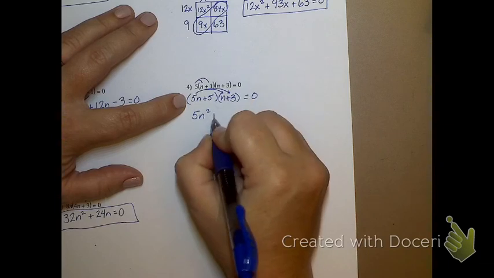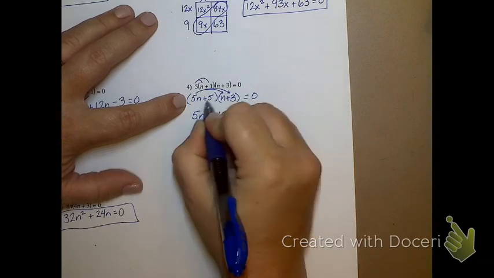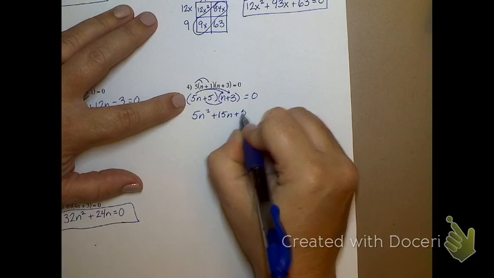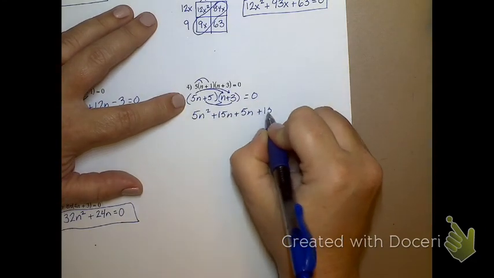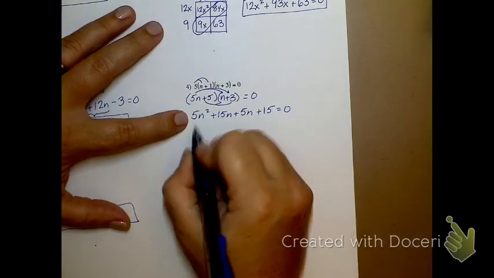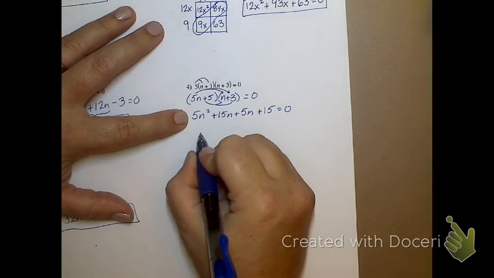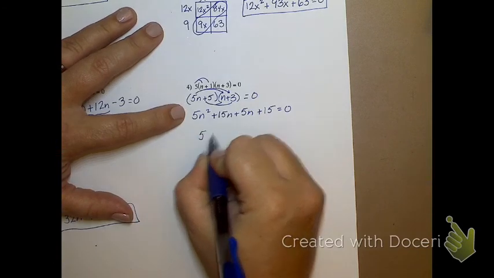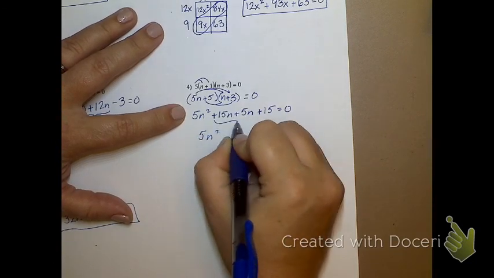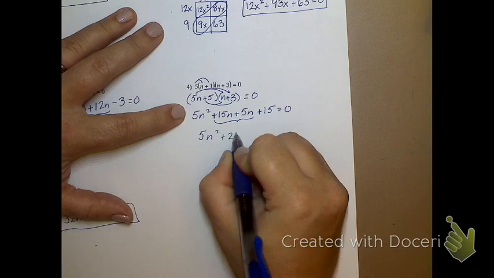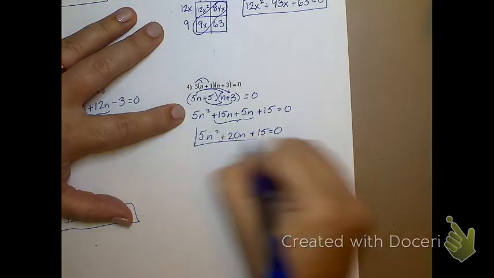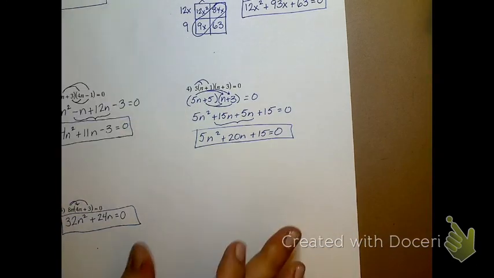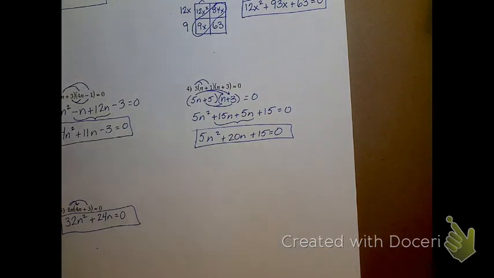5n times 3 is 15n. 5 times n is 5n. And 5 times 3 is 15. Equals 0. And in standard form, what has to come first? 5n squared plus 20n plus 15 equals 0. There we go. I did it right. For once. All right. Happy studying.